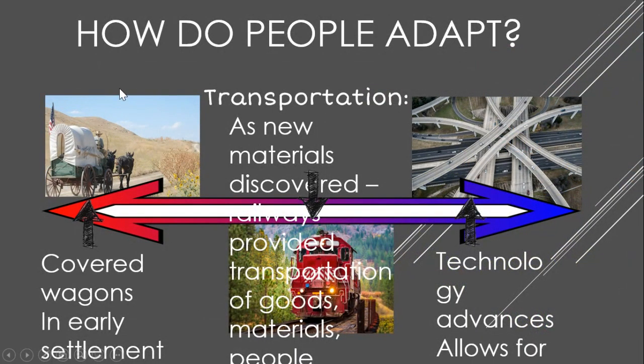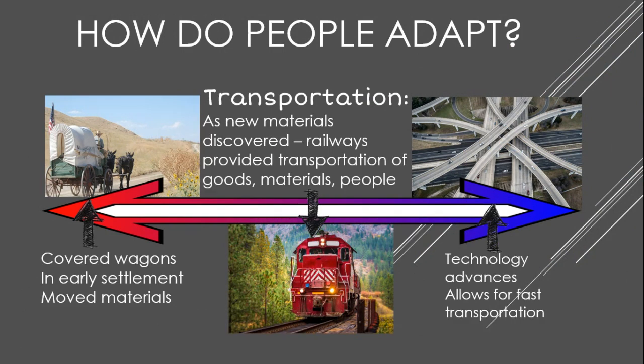We are going to talk about how people adapt. This is kind of like a hodgepodge put-together spreadsheet here, so I'm going to try to explain this to you. Okay, that makes it a little bit better. We can see how people adapt. In early settlements, we adapted by making covered wagons, which allowed materials to be moved. Transportation is a way that we adapted, right? As new materials were discovered, railways provided transportation of goods, materials, and people, which sped things up. But as time went on and technology advanced, it allowed for fast transportation, like cars, planes, and that type of thing. So that's how we were able to adapt.